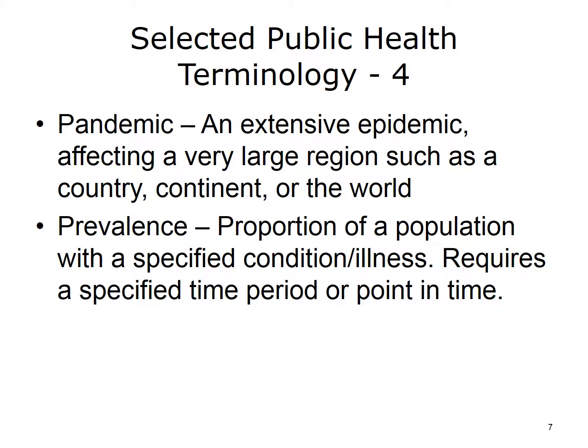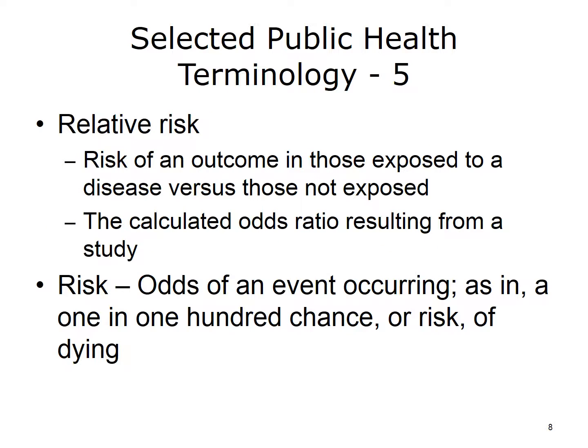Prevalence, proportion of a population with a specified condition or illness. Requires a specified time period or point in time. Relative risk, risk of an outcome in those exposed to a disease versus those not exposed, and the calculated odds ratio resulting from a study. And finally, risk, odds of an event occurring, as in a 1 in 100 chance or risk of dying.